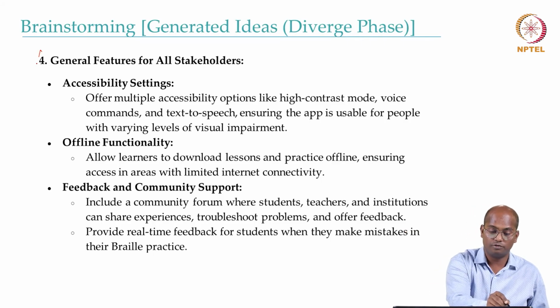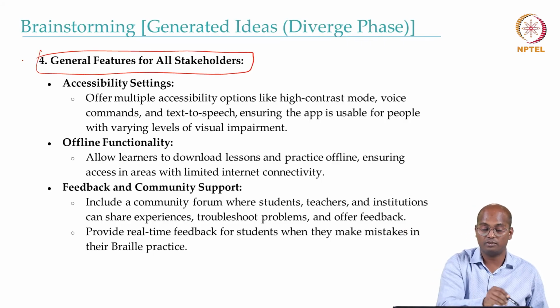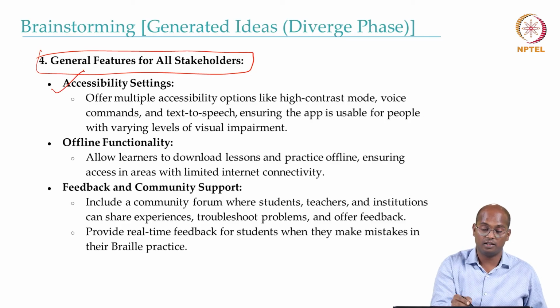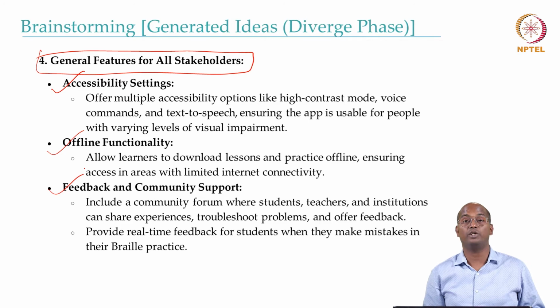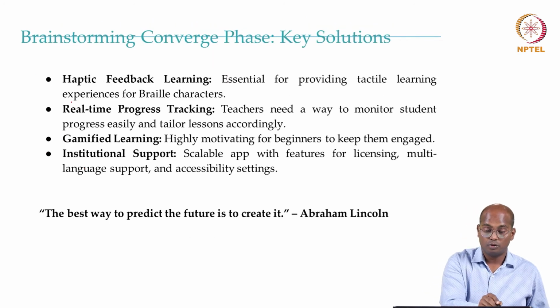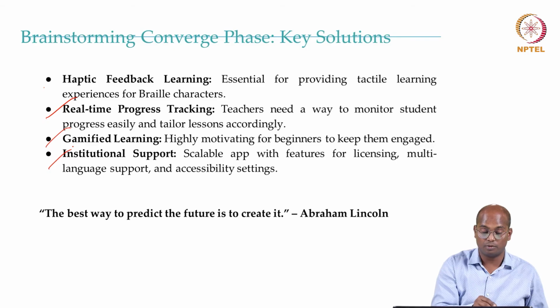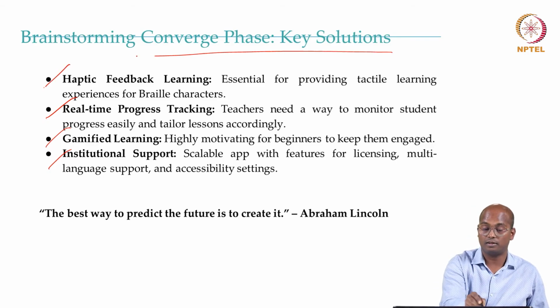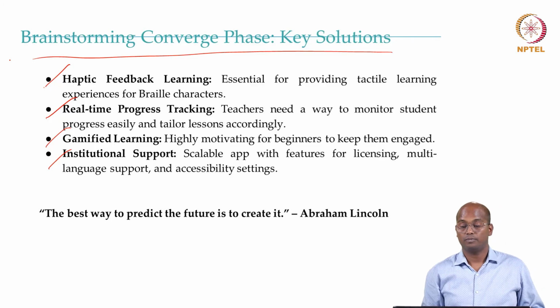So the general features for all stakeholders, the combined ones, you can see: accessibility settings, offline functionality, feedback, and community support. Then haptic feedback learning, real-time progress tracking, gamified learning, and institution support. So those are basically the key solutions after the converging phase of the brainstorming.